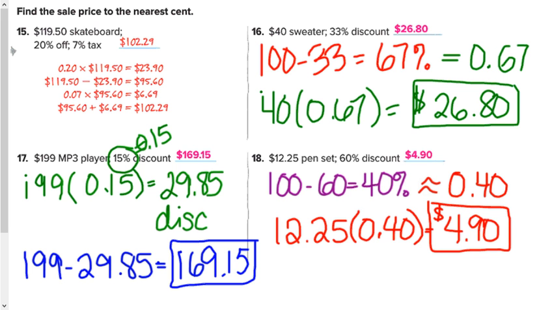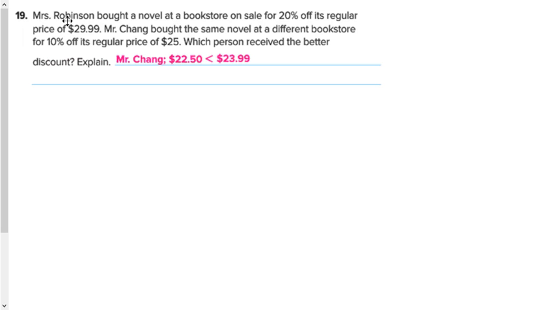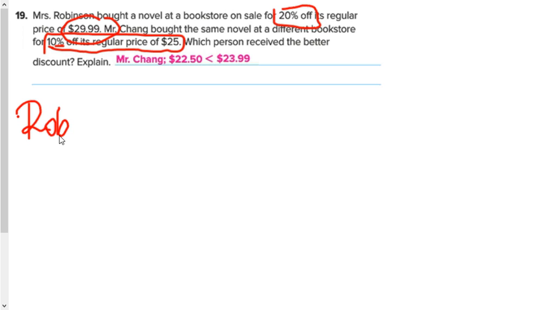Okay, so here's our next example about Mrs. Robinson. She bought a novel at a bookstore on sale for 20% off. It's a regular price of $29.99. Mr. Chang bought the same novel at a different store, and that was 10% off of $25. So now which person received the better discount? So I'm going to start off with Mrs. Robinson. Okay, she received 20% off of $29.99.